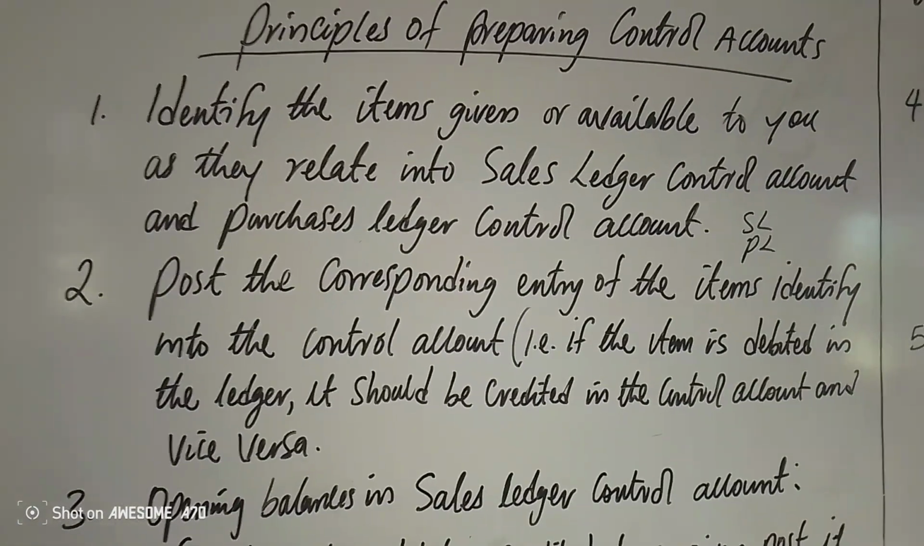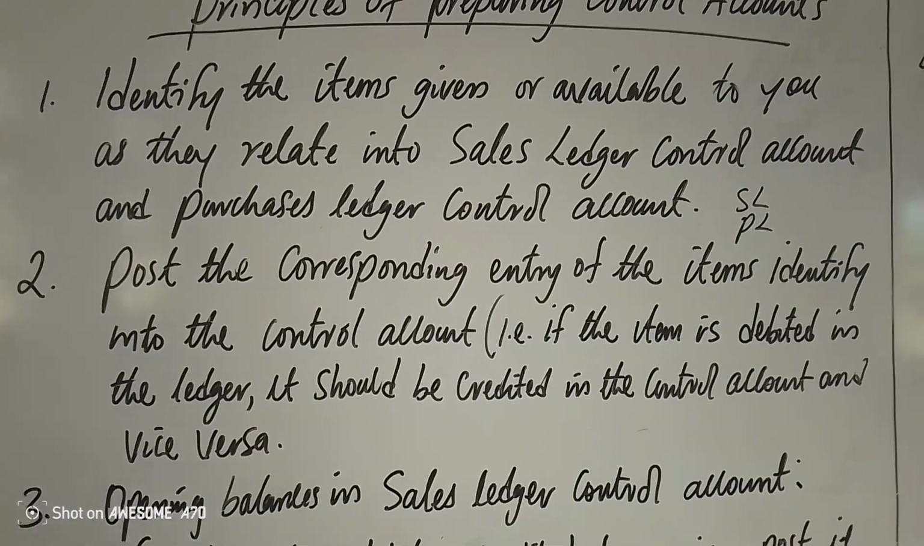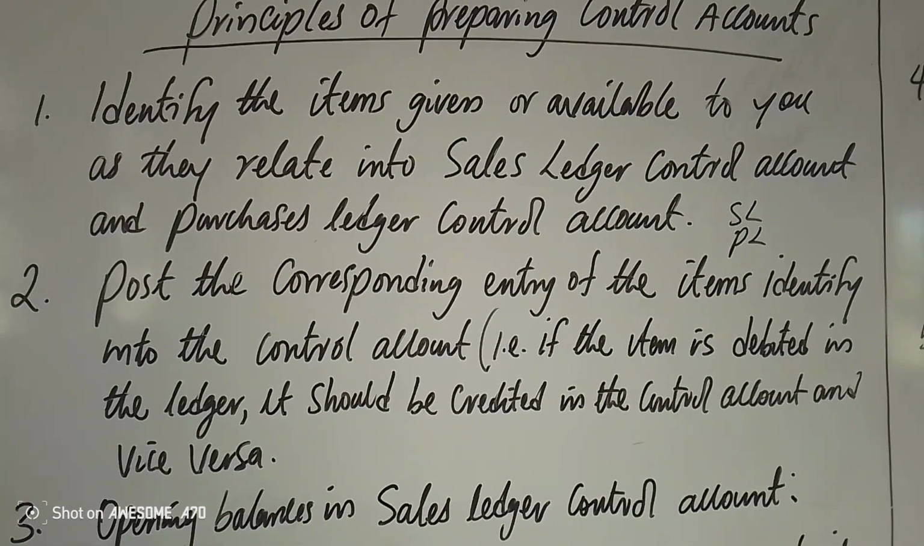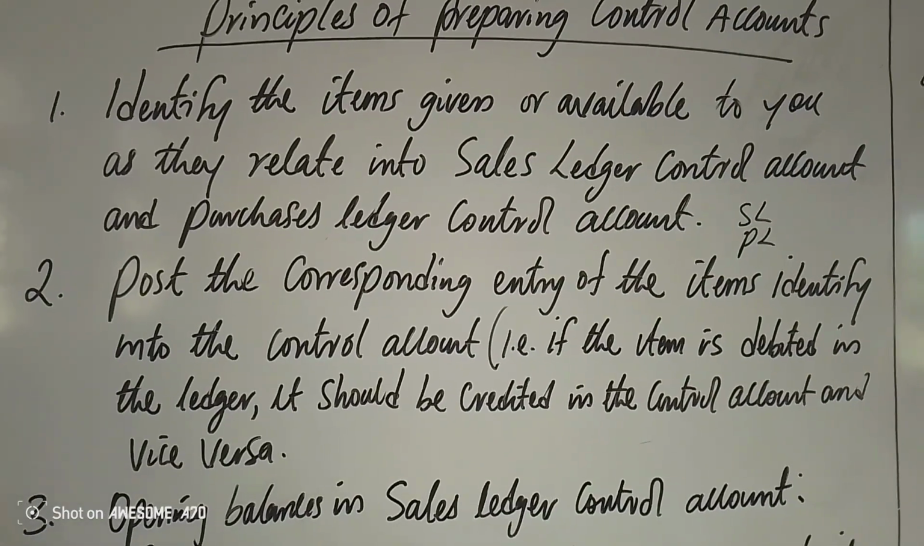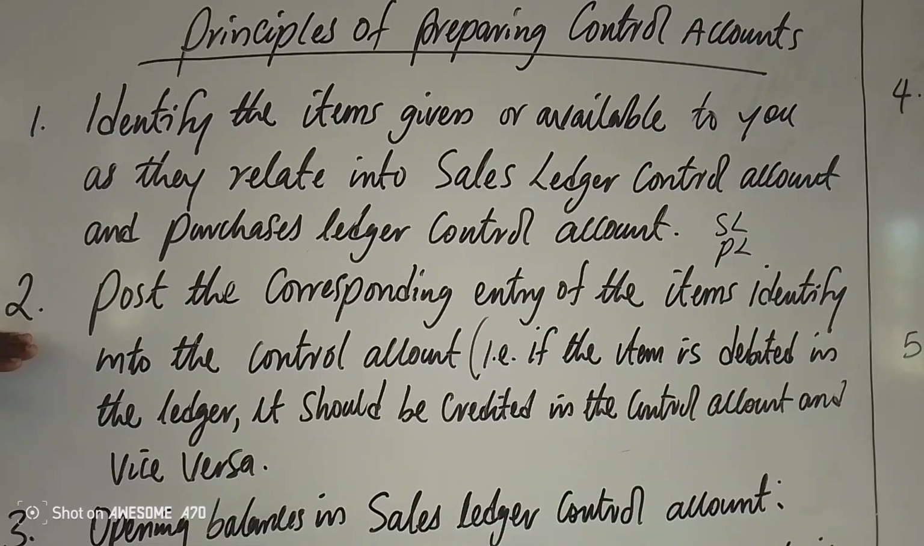If you do that, it means 50% or 60% of the question has been solved, because you know that this item is going to sales ledger, this one is going to purchases ledger. It's now left for you to post them respectively. Principle 2 is going to take care of that. Let's look at principle 2.